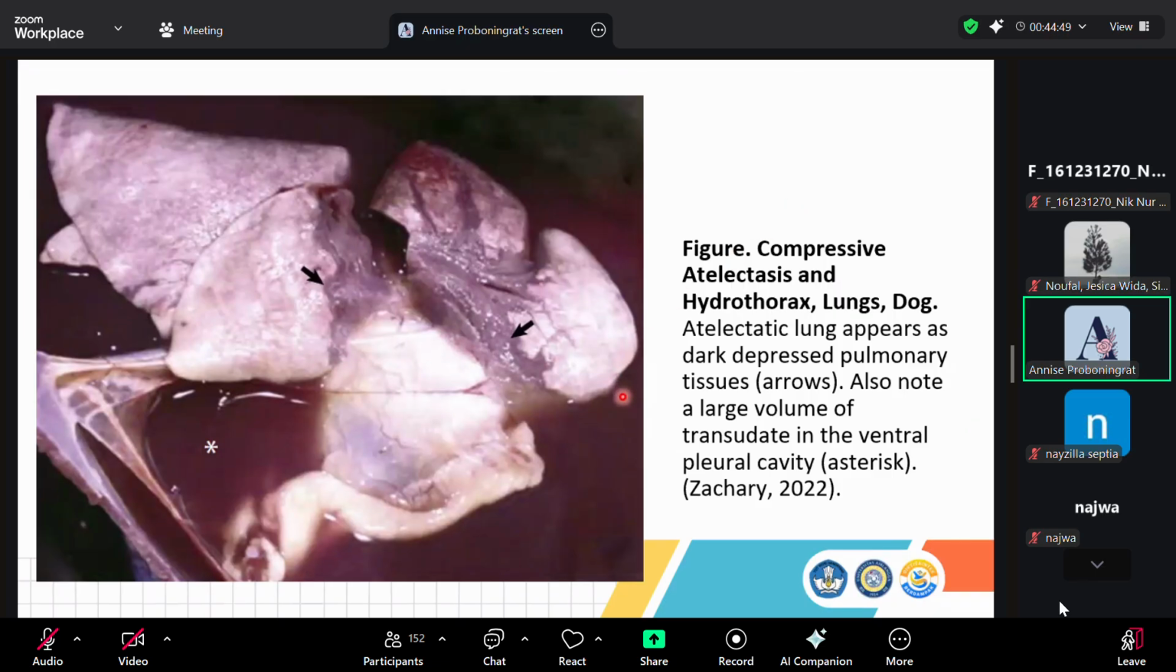And this is the gross lesion of compressive atelectasis and hydrothorax. This is the part of the atelectasis. The tissue is shrunken and has darker discoloration, and this is the transudate, or pneumothorax or hydrothorax.